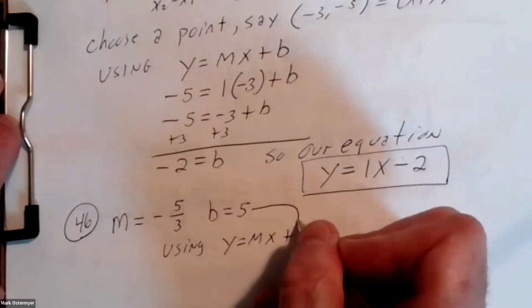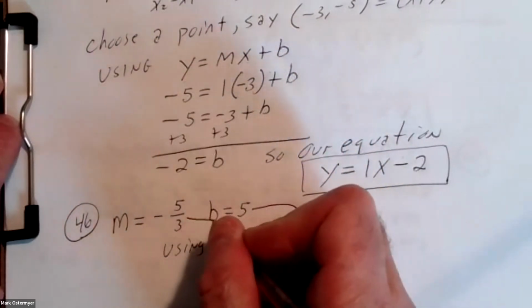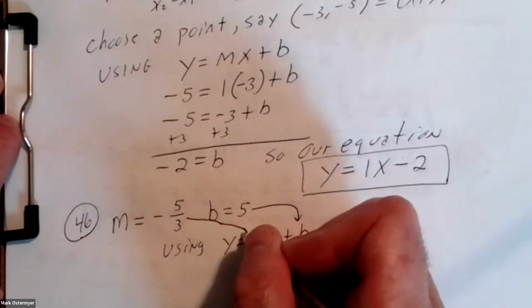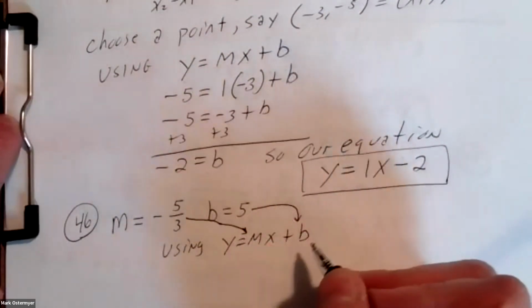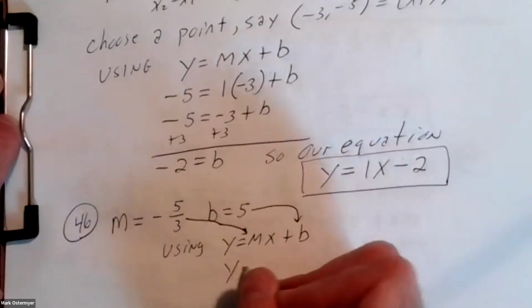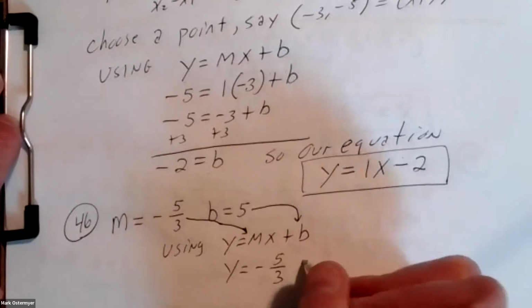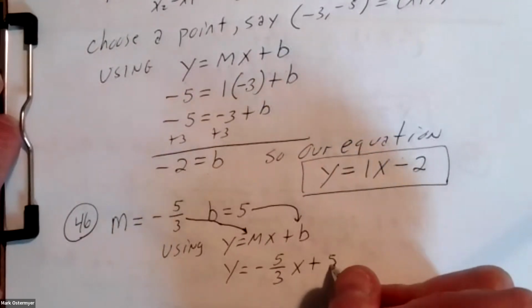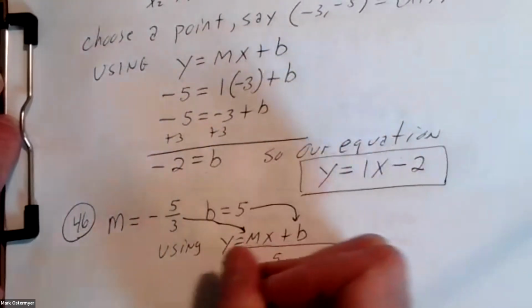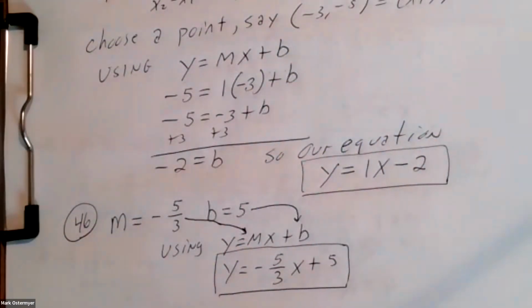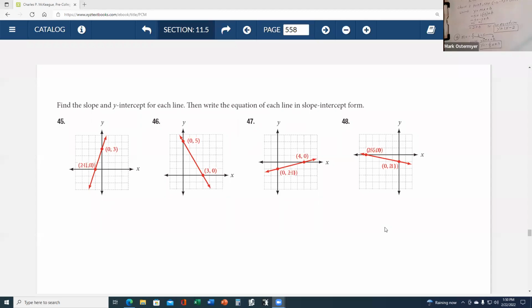So 5 drops in for the y-intercept. M takes on the value of -5/3. Therefore, the equation of this line is going to be y equals -5/3 x plus 5, and we're done. And that's your answer. That would be the equation of that line that is graphed in problem number 46.